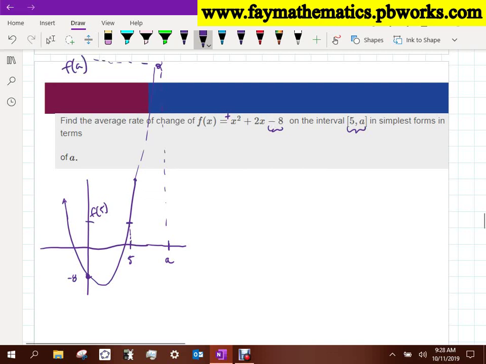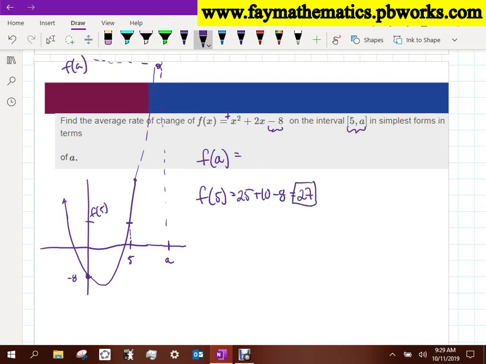They want us to subtract this. So we've got to find these two things. We've got to find f of a, and we've got to find f of 5. We've been working a little bit on that, right? Taking an input of 5 and plugging it in. If I plug 5 in, it gives me 25 plus 10 minus 8, which is 27, right? There's f of 5.